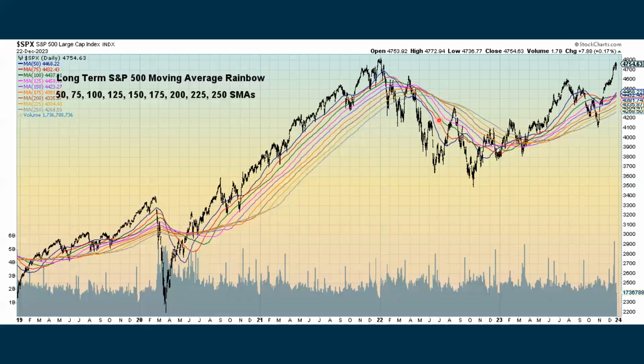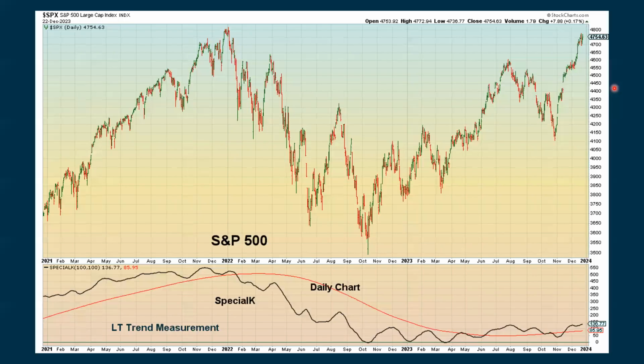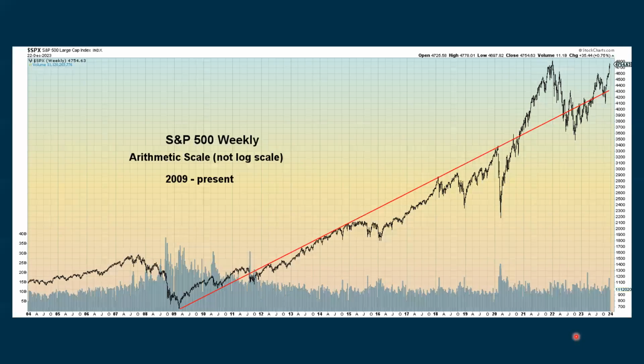Some long-term charts. Here's a long-term rainbow going from 50 periods up to 250 periods. We're above all of the lines here, and the lines are starting to turn back up. That's longer-term positive. We have the daily special K chart, which we're above the red line here. That's positive.